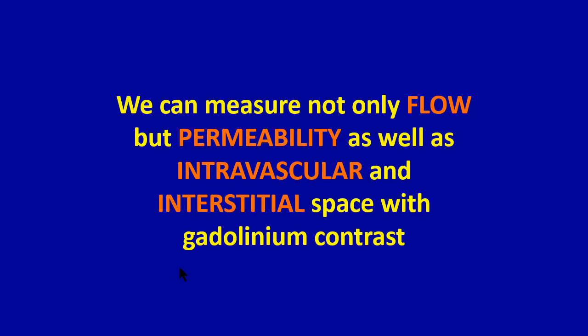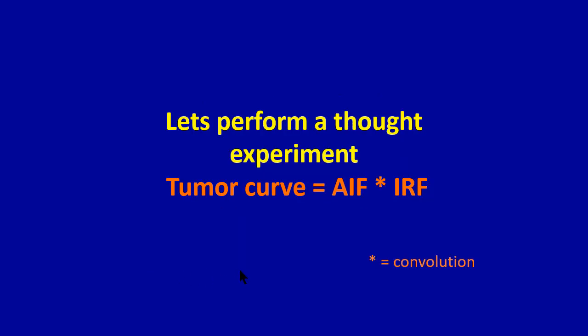Well then, allow me to make a proposition to you that we can measure not only blood flow, but permeability, as well as intravascular and interstitial space with just regular low molecular weight gadolinium contrast. But first, you need to indulge me with your attention by performing some thought experiments with me so that I can explain to you that the tumor concentration curve is actually a convolution of the arterial input function with the impulse retention function.